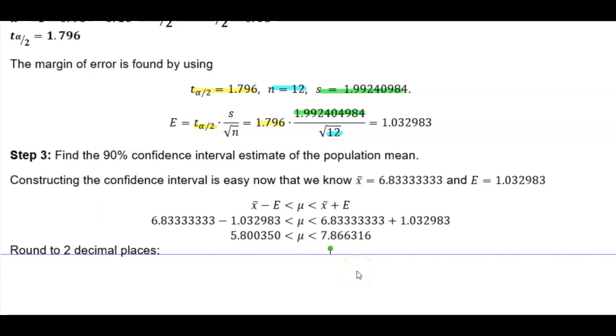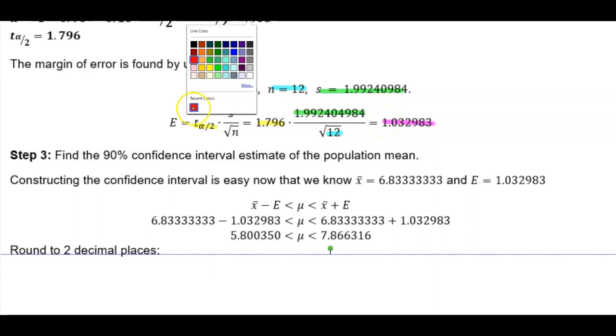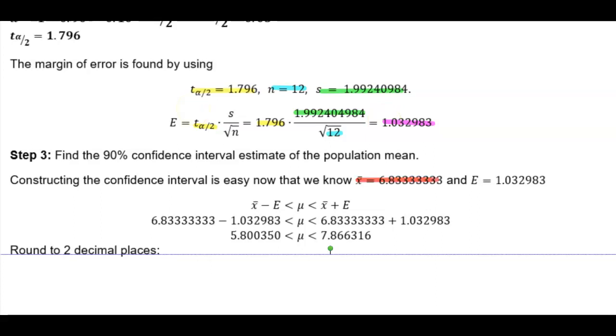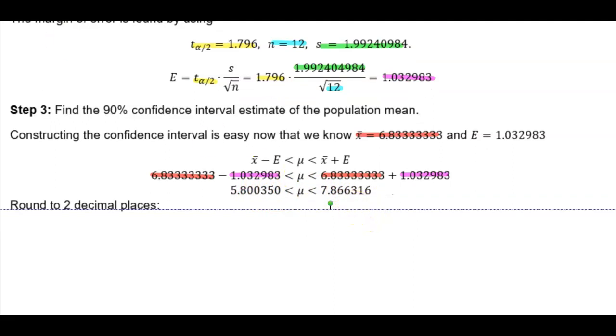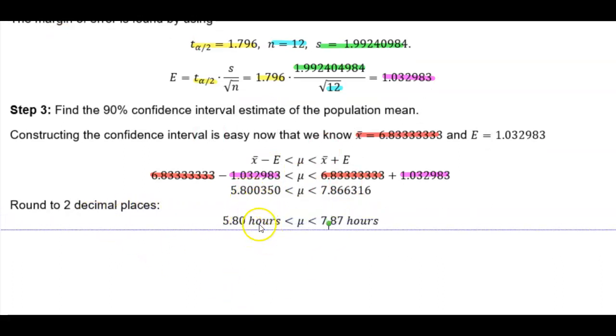So we have our margin of error and we have our sample mean. So there's our sample mean. So we know we have 6.83333 on that side and the same thing on this side. And then we're going to subtract the margin of error on the left side and add the margin of error on that side. So we end up getting 5.800350 for the lower limit, 7.866316 as the upper limit. And we're going to round to 2 decimal places. So if we round to 2 decimal places, we get 5.80 hours on the left and 7.87 hours on the right.